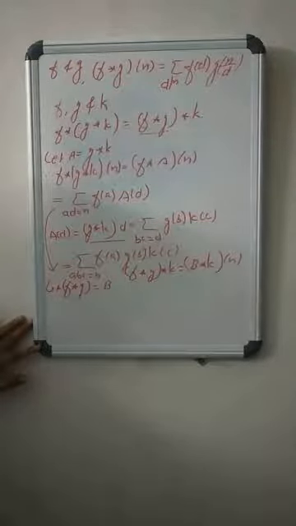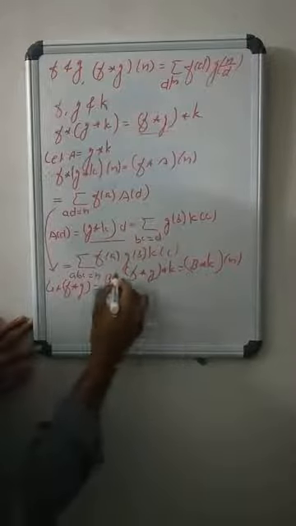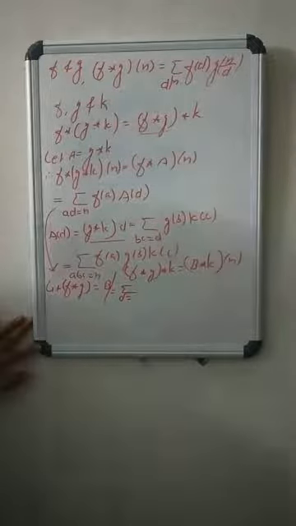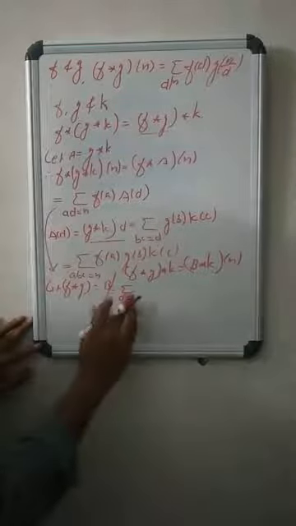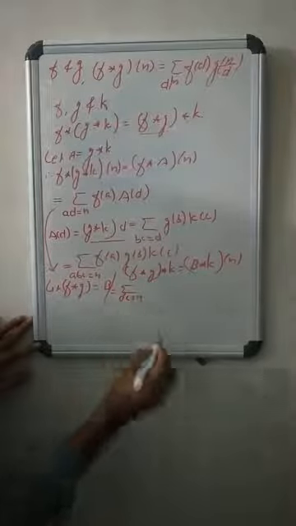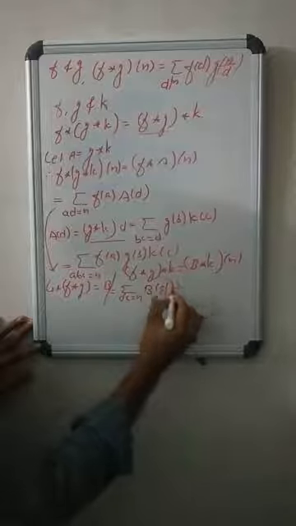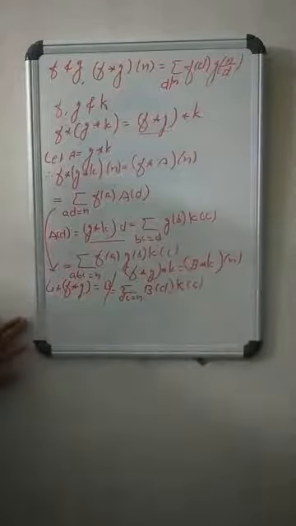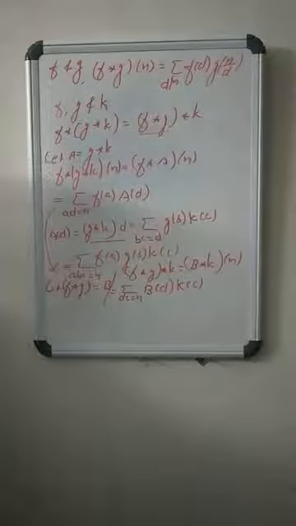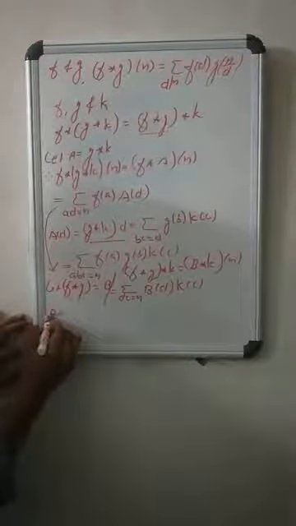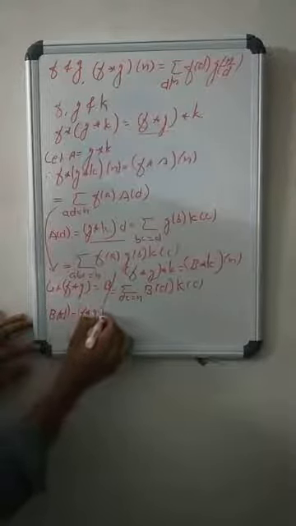B star K of N equals sigma over DC equals N, B of D into K of C, or sigma D divides N, B of D into K of C. But what about B of D? B of D means, what is B? It is F star G of D.